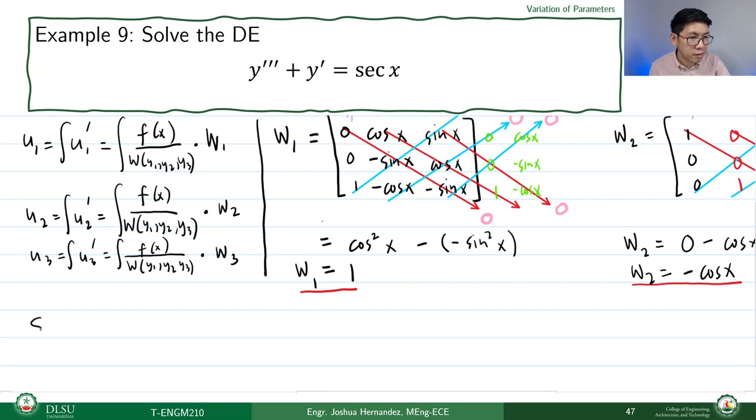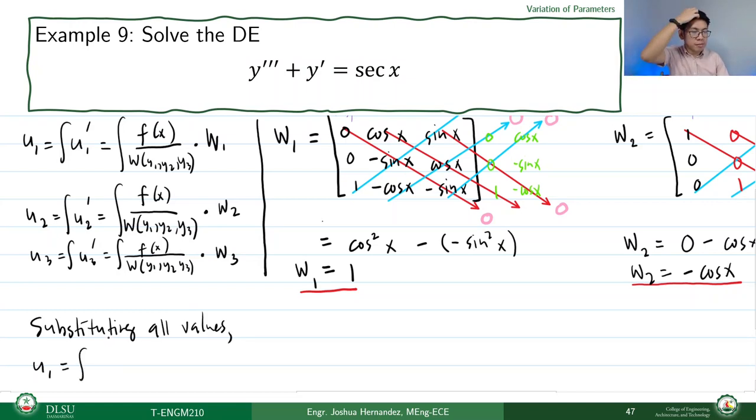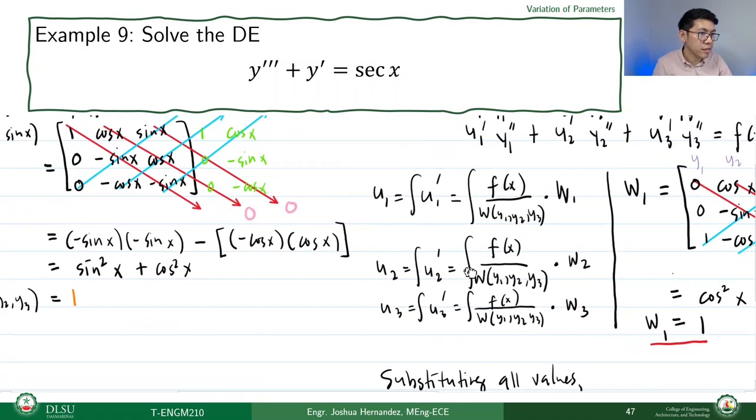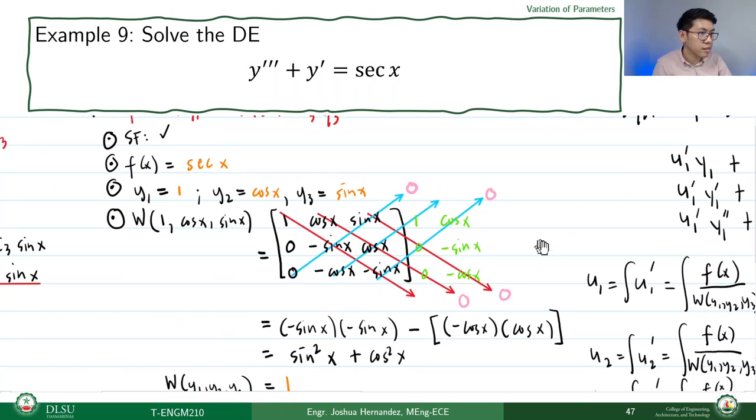Substituting all values. Magkakaroon tayo ng U sub 1 equals the integral of F of X. Ano yung F of X natin? Our F of X is secant X.